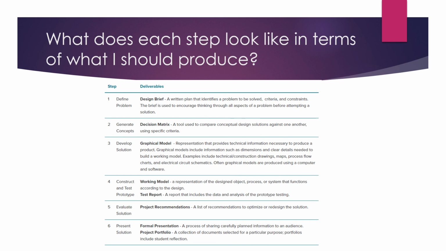Okay, this is really small, so I apologize for that. What does each step look like in terms of what I should produce? So for those of you that are really grade conscious, you're probably wondering, well, how is Miss Taylor going to know if I did X, Y, and Z? What do I need to produce? Now, just as a provision here, it's not going to look the same for every activity we do.